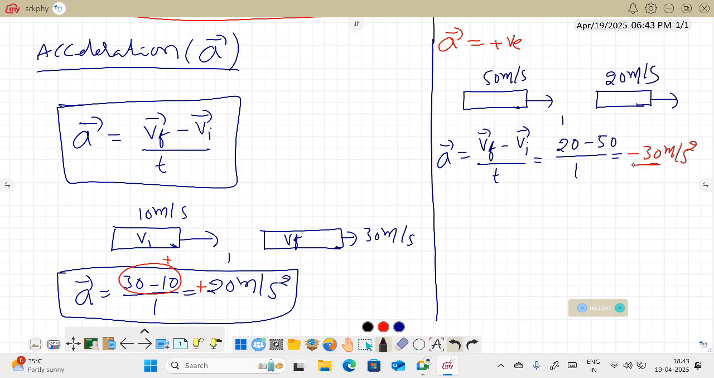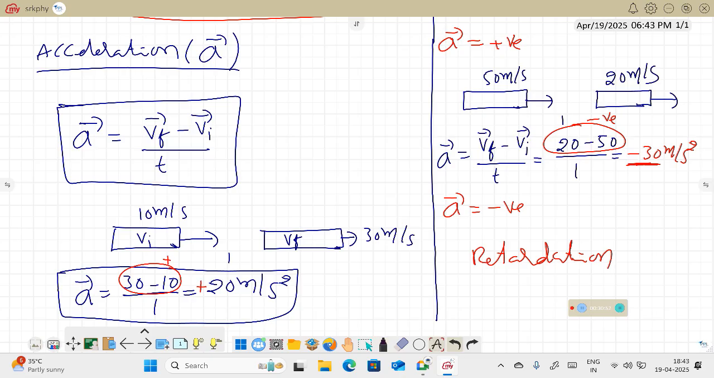In this case, our concentration is here on the minus. This difference gives the negative sign. So if the difference in velocity is negative, then acceleration is also negative. This negative acceleration is called deceleration, or also called retardation.